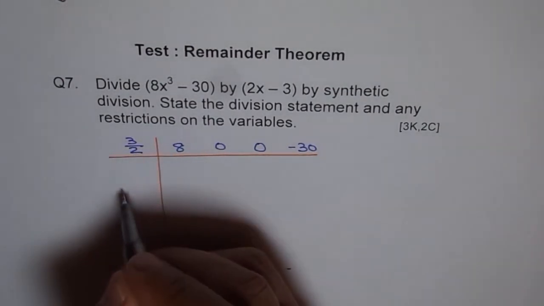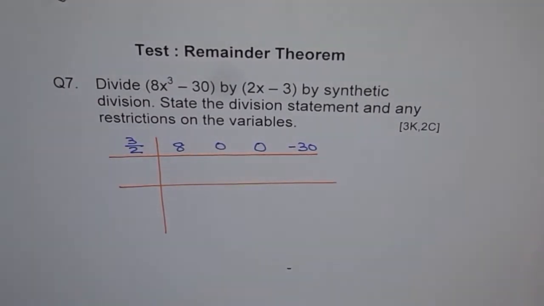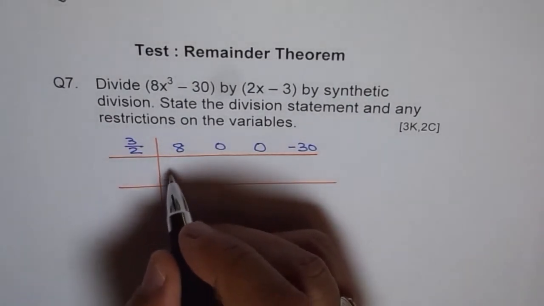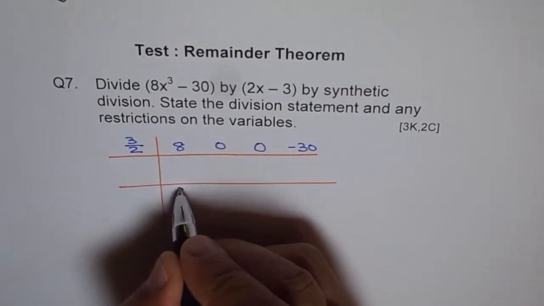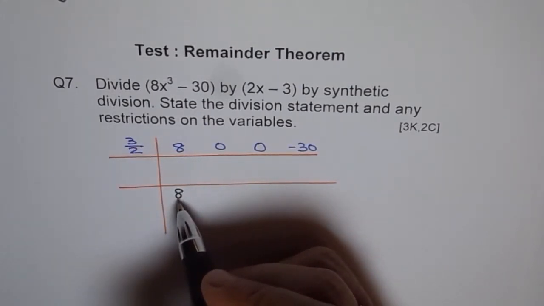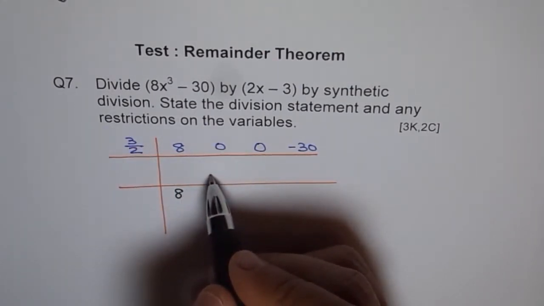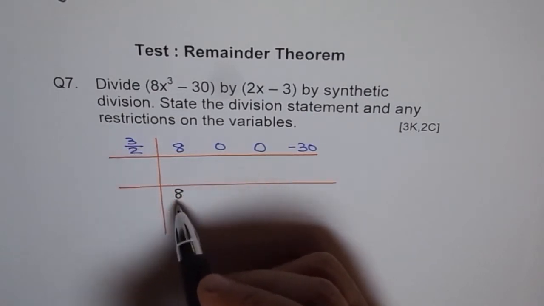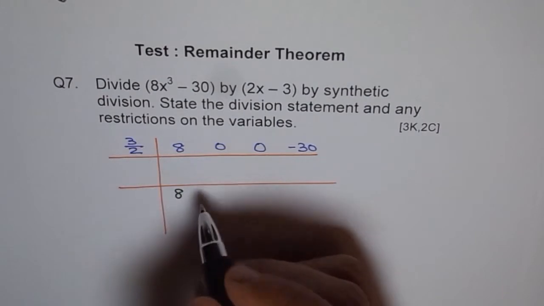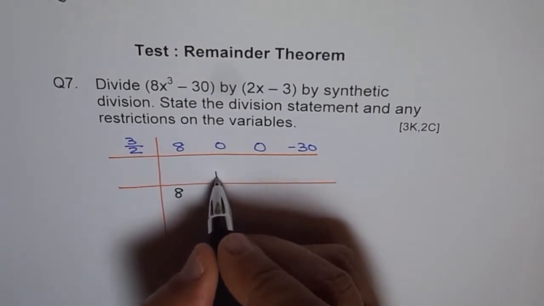Now, as you know, the process starts like this. You bring this term down, so you get 8 here. Now you multiply 3 by 2 times 8, and write the number here, correct? So when you do 3 by 2 times 8, 2 goes 4 times, and 4 times 3 is 12. And so you get 12 here.